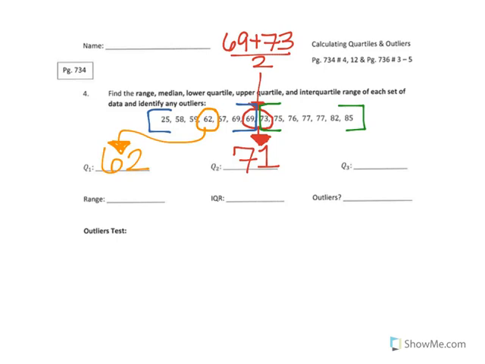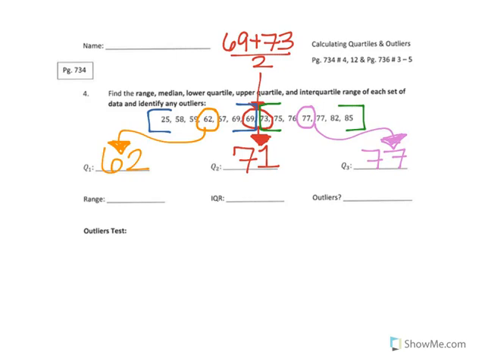And now you're going to repeat the process to find your third quartile, and again there should be 7 numbers in this list, and so the middle number here should be 77 because there are 3 to the left, 3 to the right. So 77 is going to be your third quartile.